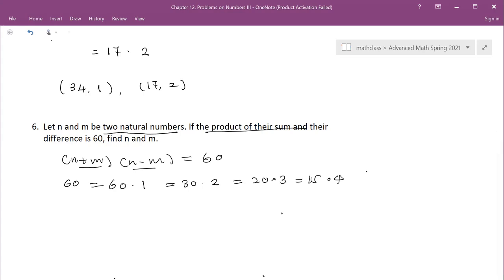And then you can continue, but it's harder to list all of them. So what you have to do is just factor. I'm going to factor this: 3 times 5 times 2 squared.